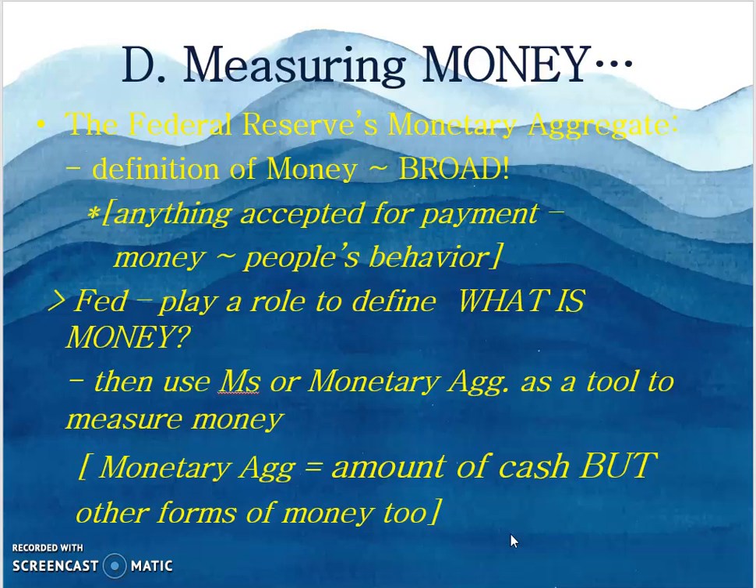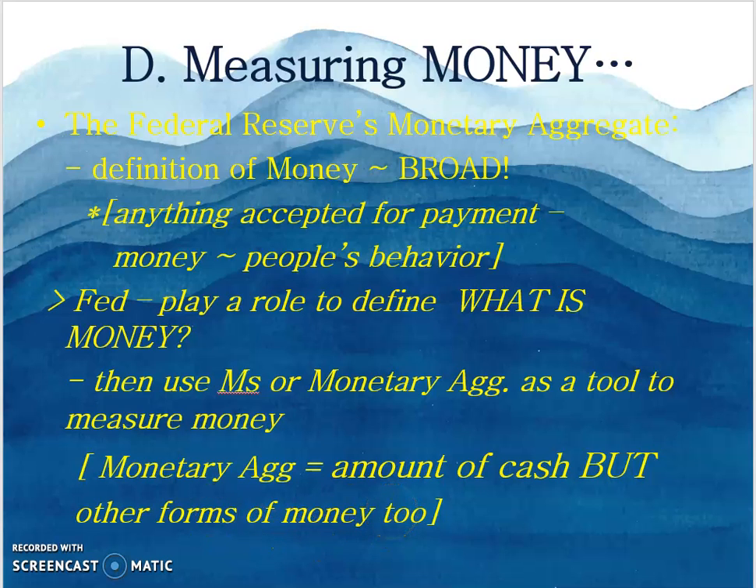According to the Federal Reserve, monetary aggregates define money broadly as anything accepted for payment, which describes people's behavior. The Federal Reserve plays a role in defining what money is. Then the Federal Reserve uses the monetary aggregate as a tool to measure money, which is equal to amounts of cash but other forms of money too.